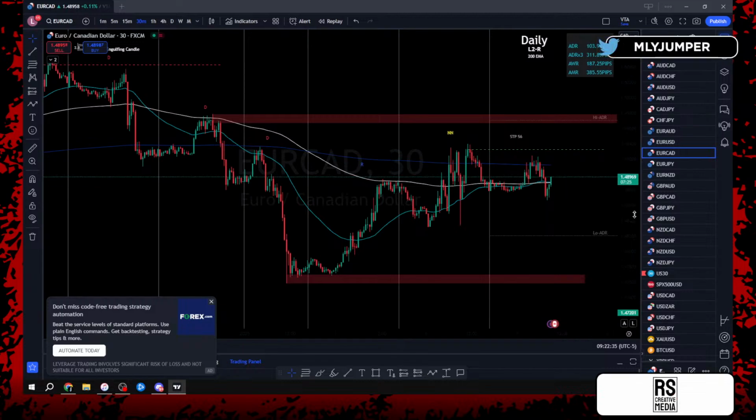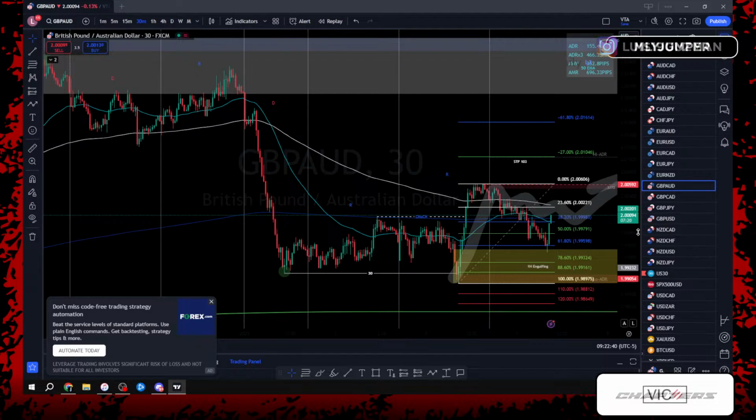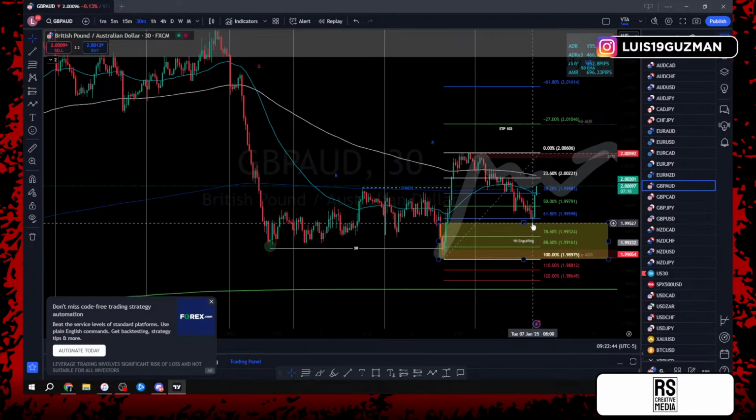Euro CAD is still in this sideways movement. Not gonna really be looking at that until tomorrow. GA, so see, pretty much what we talked about. We should have kept an eye on this. Kind of forgot about it, but it's all good.